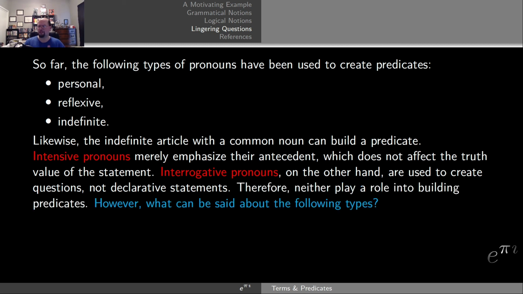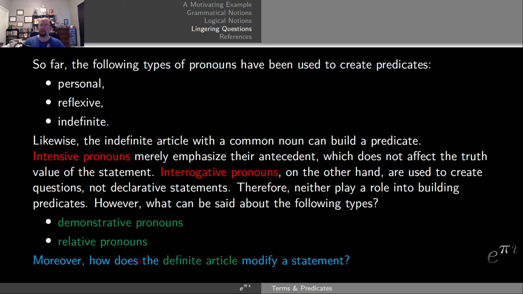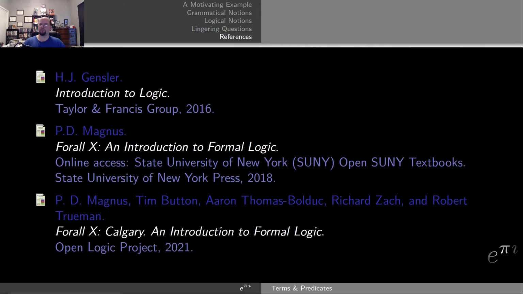However, what can be said about the following types of pronouns? Demonstrative and relative pronouns. Moreover, does the definite article modify a statement in any way, shape, or form? These lingering questions will linger a little bit longer as we start through quantified logic. And that's where we'll stop for today. Next time we'll introduce quantifiers to complete these predicates into full sentences.